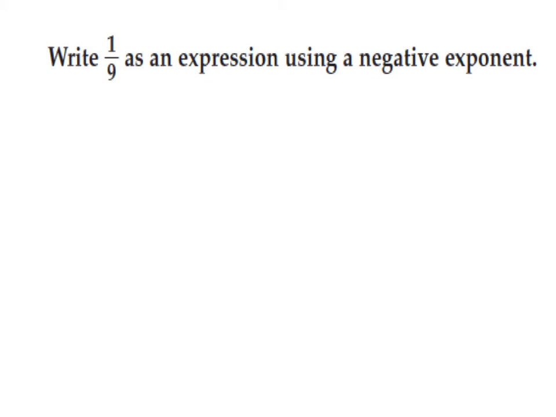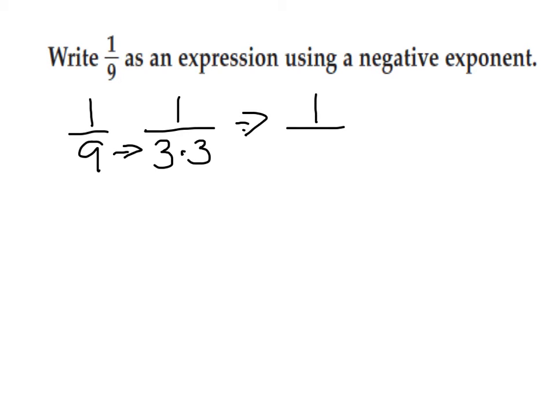On this page, we have: write 1/9 as an expression using negative exponents. Well, there are no exponents in this fraction. We're going to have to definitely do something. Let's use some of our prior skills. We're going to use prime factorization, so we're going to change 9 to 3 times 3. 1 will stay 1, since there is no prime factorization of 1. Now let's rewrite this with an exponent. So this would be 3 squared.